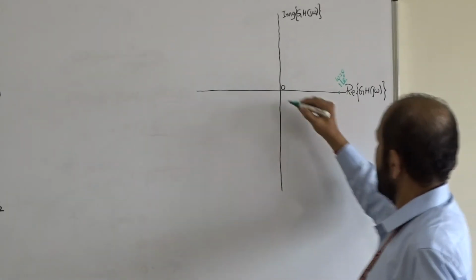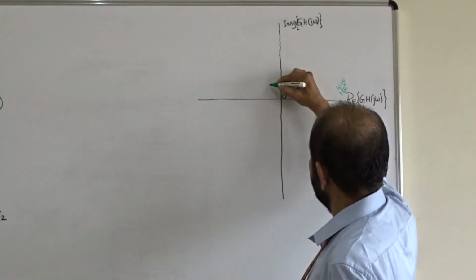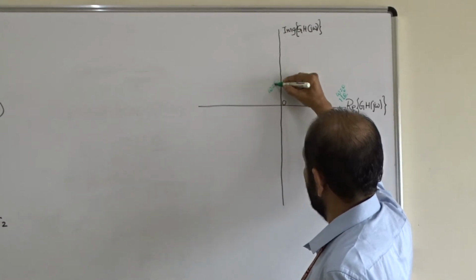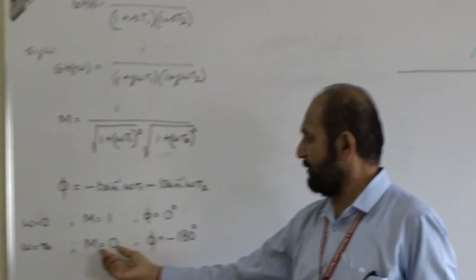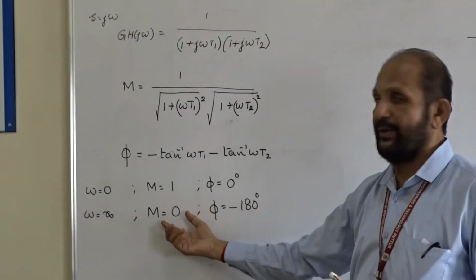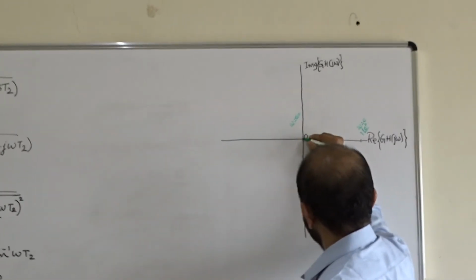Now the final point, that is when omega equals infinity. When omega equals infinity, the end point of the polar plot, the magnitude is zero, whatever may be the angle. If the magnitude is zero, it means it is the origin itself.